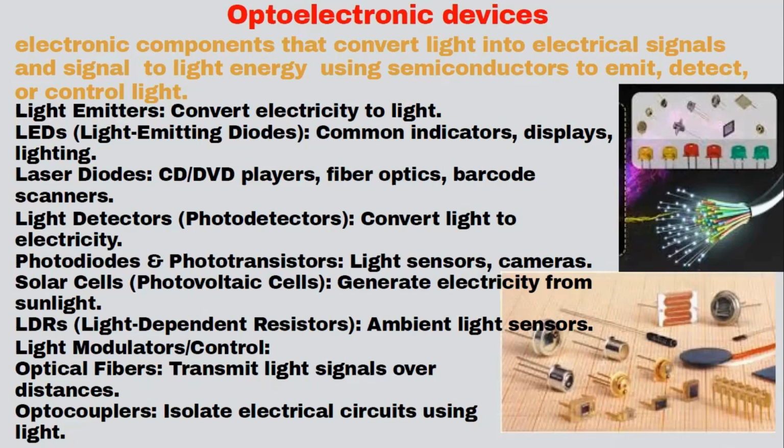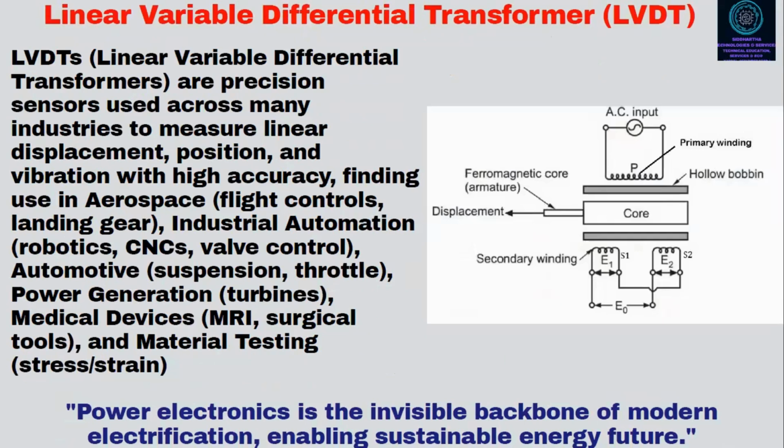Optical fibers transmit light signals over distance, and optocouplers isolate electrical circuits using light. So these are the parts that transmit: optical fibers or optocoupler. Basically, an optocoupler is a compact part which will isolate an electrical circuit using light. All right, so let's come to the next one.